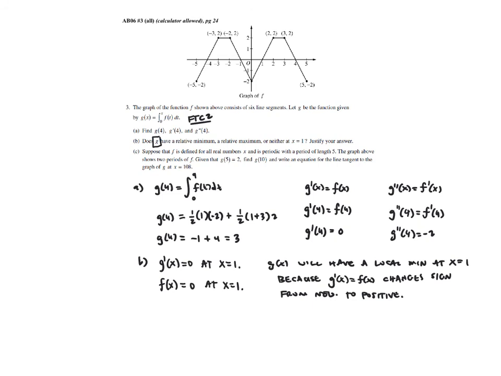Okay, that'll do for part B. Let's look at C. Suppose that f is defined for all real numbers x and is periodic with a period length of 5. The graph above shows 2 periods of f. So you can consider, here's one period. Periodic just means it repeats the same pattern. Okay, here's a second period.